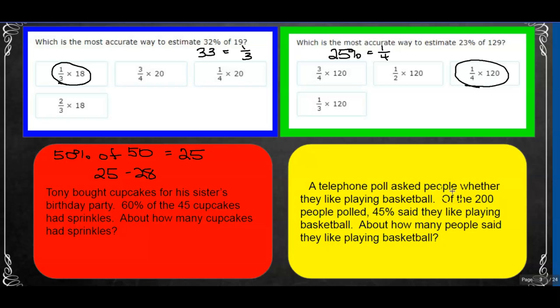So a telephone poll asked people, in other words, they called people on the telephone. This doesn't make sense when you just read it. They called people on the telephone to ask whether they like playing basketball. They surveyed 200 people and 45% said they like playing basketball. About how many people said that they like playing basketball? So I need to figure out what 45% of 200 is. If I don't want to use my calculator and figure out the exact amount, what I can do is just round this 45 up to 50%. So I would find 1/2 of 200, and that would be 100 people. So about 100 people. If you guessed, I would say anywhere from 95 up to 100. That would be a good guess.